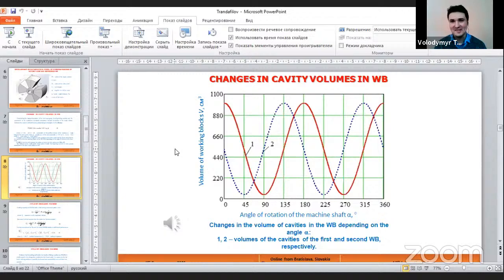Here's a theoretical machine. And how does this volume change? So which are the components which cause this change in volume? As you can see on this figure, we have 1 and 2 blocks, cavities, on first and second block respectively. Changes have sinusoidal form, and between the cavities there is a 45 degree angle.